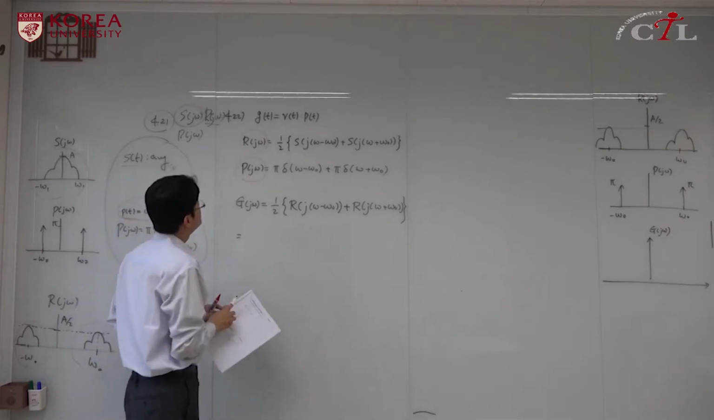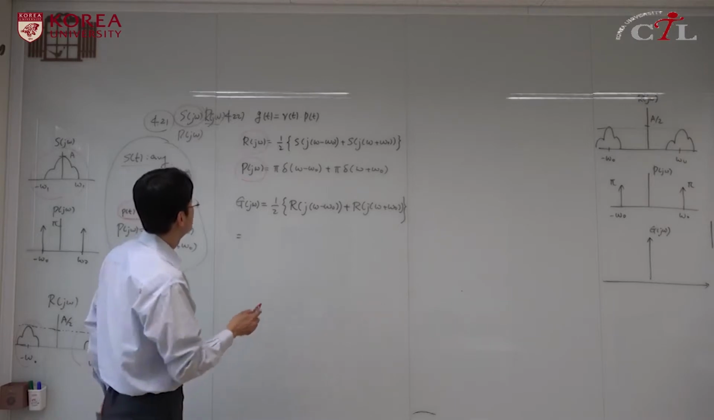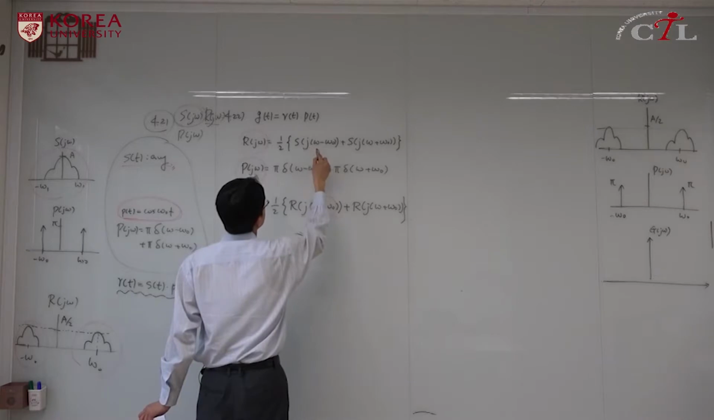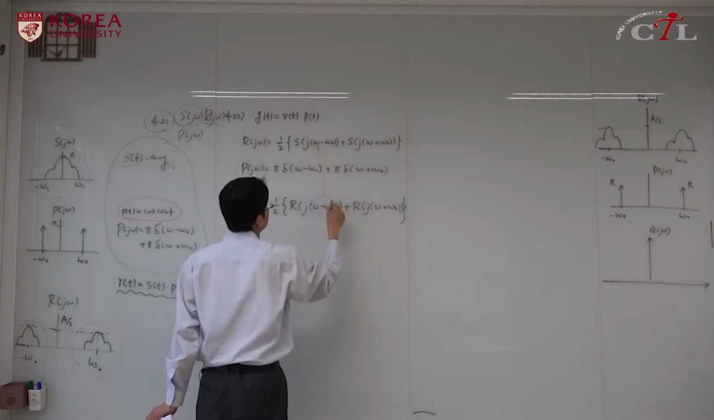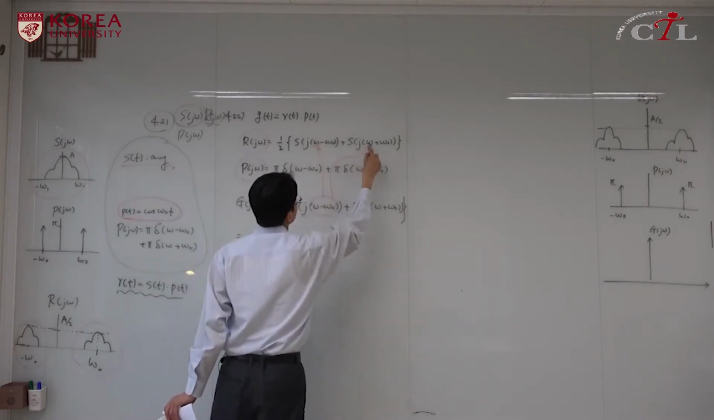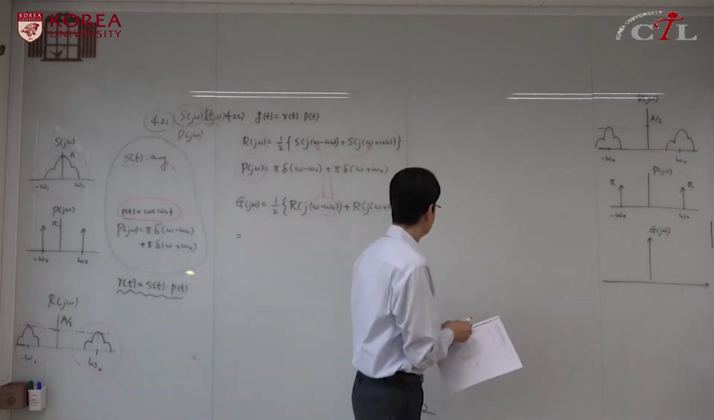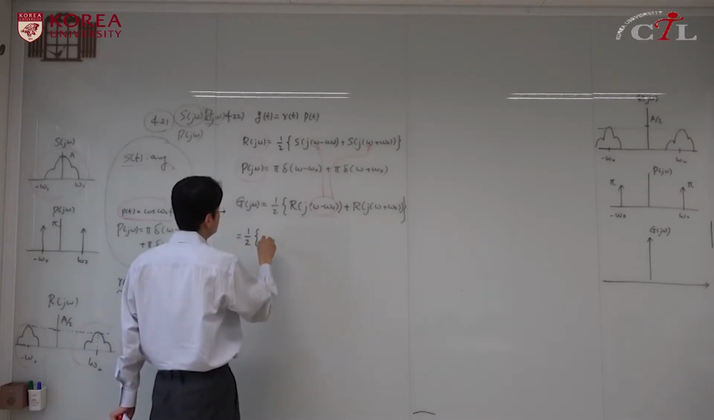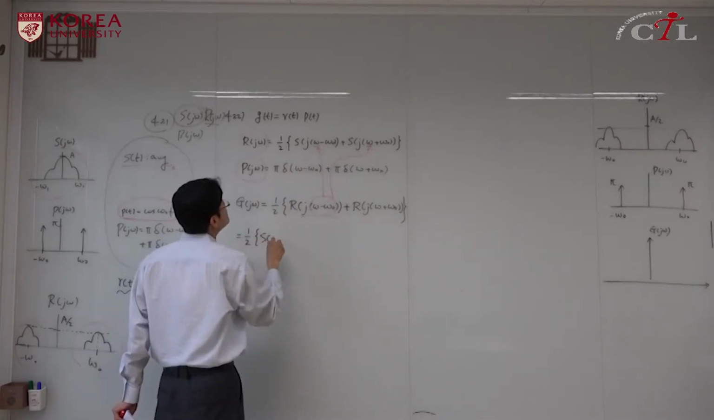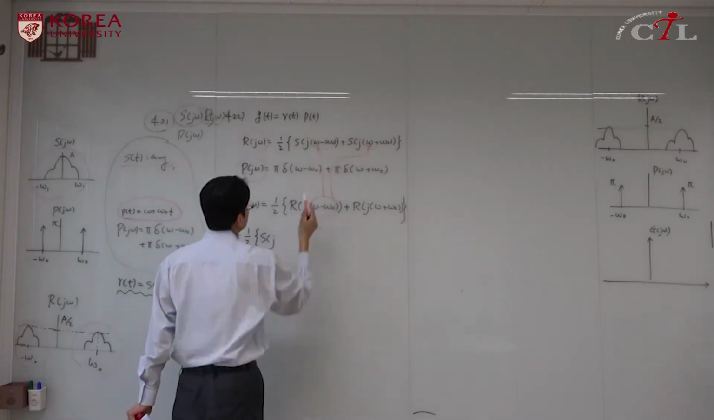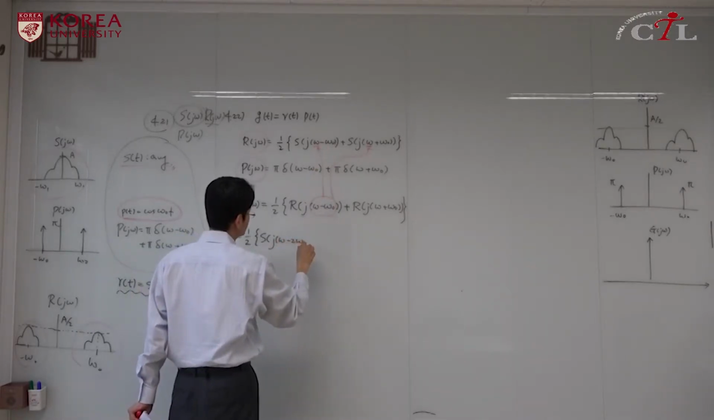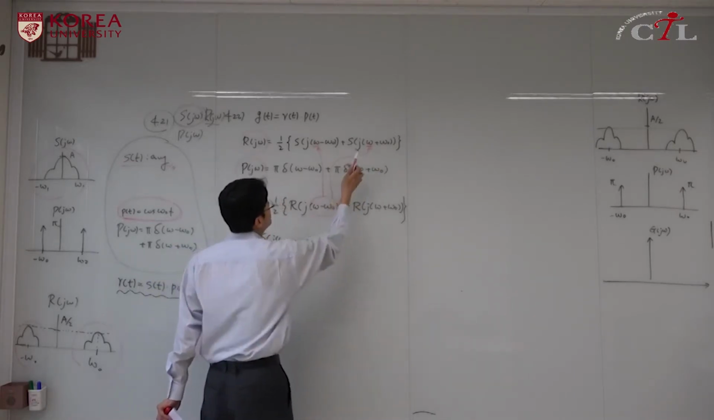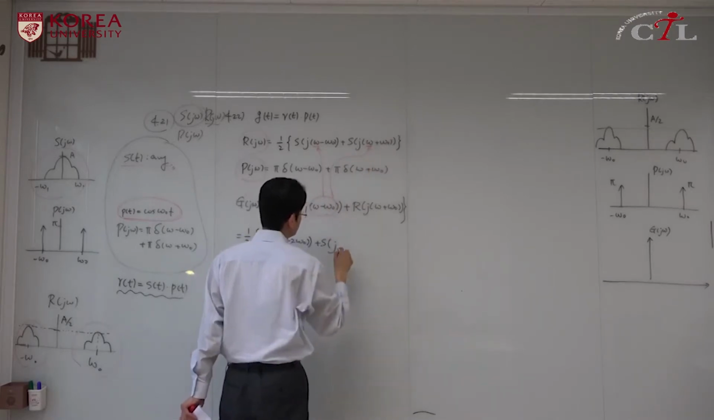Then, instead of ω0, let's put it here. ω0 and ω0. Then it's half S(j(ω − ω0 − ω0)). So ω minus 2ω0, plus S(j(ω − ω0 + ω0)). So this is ω.